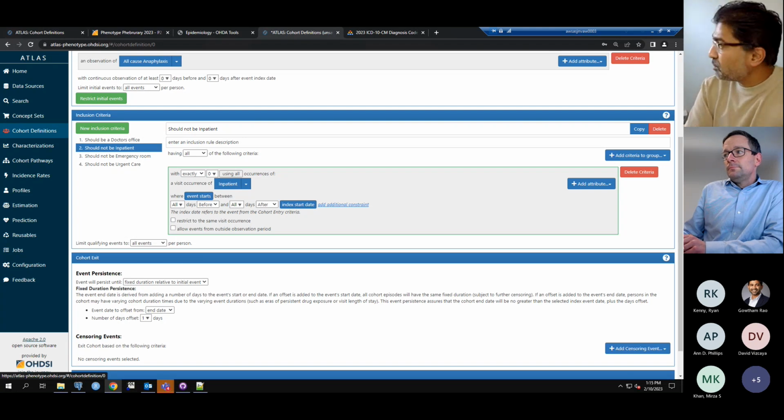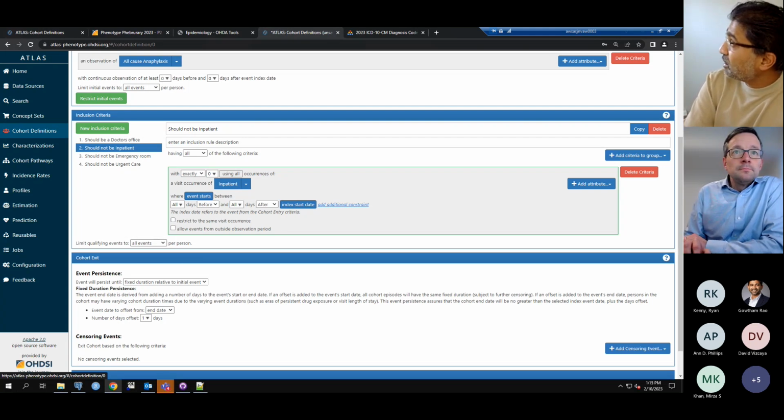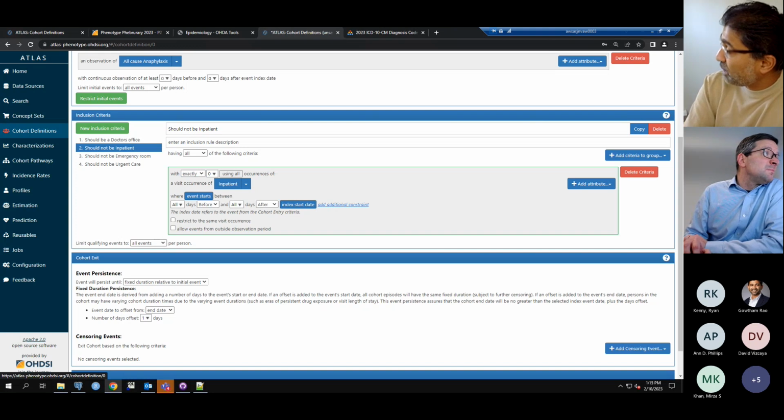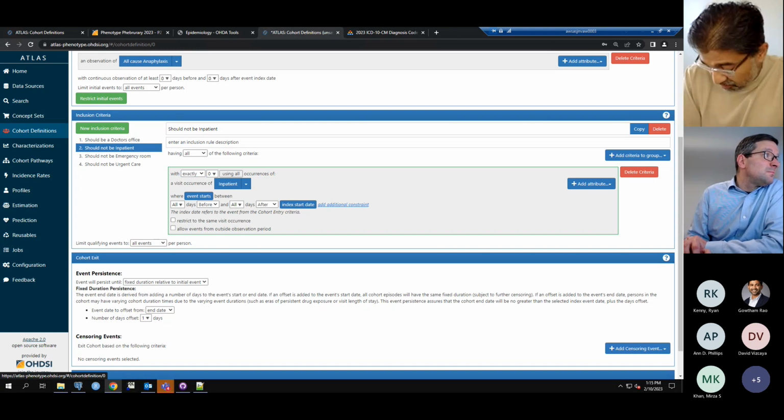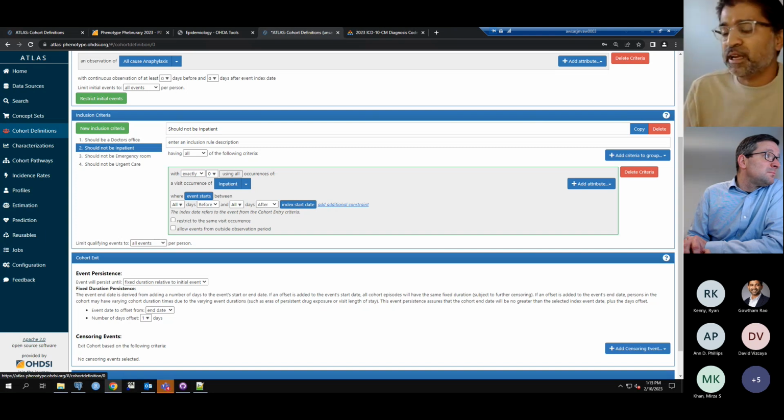Yeah, so unless people get both codes at the same time. It is possible that somebody would get the T code, which is the anaphylaxis, and the Z code, which is personal history of anaphylaxis, on the same event by the same physician. Then those individuals would be allowed in this definition.